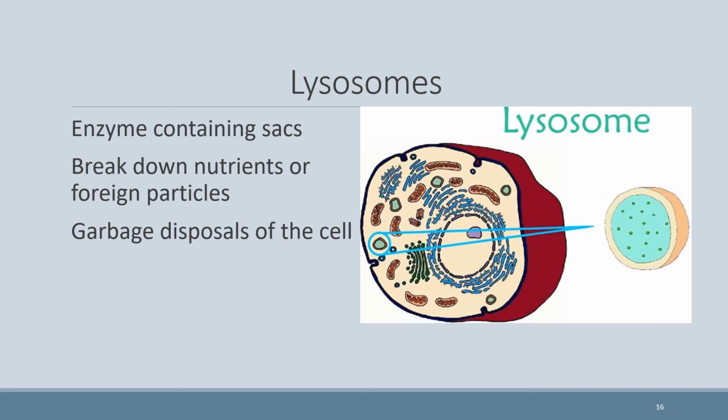Okay, moving on to the lysosomes. So a lysosome is like a little sac within the cell itself, and it contains enzymes that are going to help to break down nutrients or foreign particles. It's basically like a garbage disposal within the cell. So its job is to kind of engulf different things that we're done with, whether they're going to be replaced or we don't need them anymore or something along those lines, and help to break down these foreign particles.